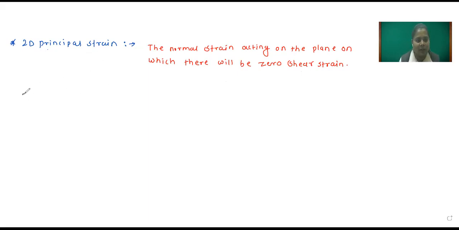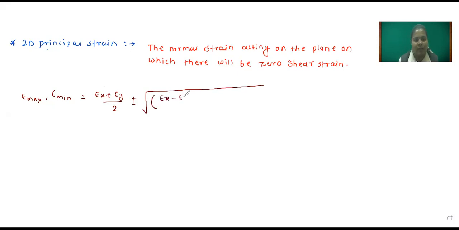Please write down the equation. Epsilon maximum and epsilon minimum are equal to (epsilon x plus epsilon y) divided by 2, plus or minus the square root of ((epsilon x minus epsilon y) by 2) whole square plus (gamma xy divided by 2) whole square. Here the shear strain term is (gamma xy divided by 2) whole square. So this is the equation.